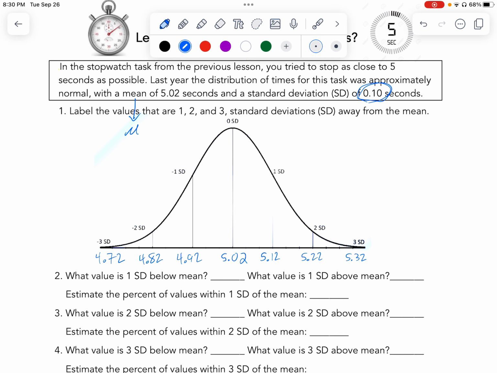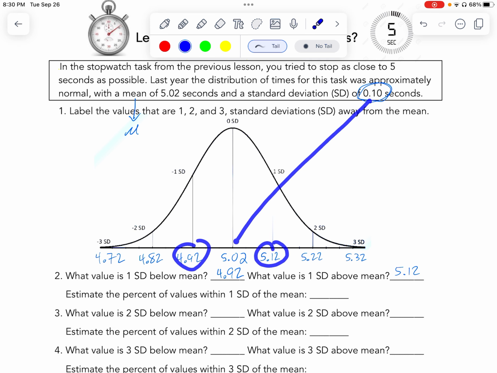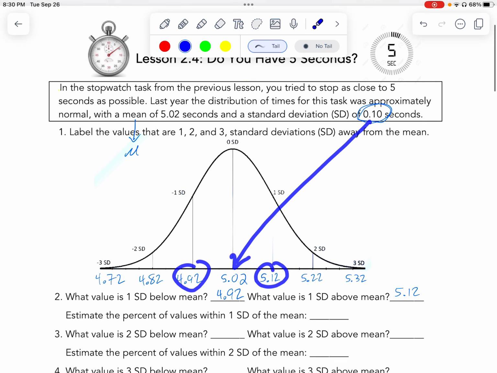4.72. And we've been learning the last couple of days that once you go past 3 standard deviations in either direction, there's really not much data out there. You can see that because the curve is pretty much coming down to a value of 0 on both sides. Most of the data is in the middle. What value is 1 standard deviation below the mean? That's what we just did right here: 4.92. What value is 1 standard deviation above the mean? That would be 5.12, simply here and here. We got that by adding and subtracting 0.10.